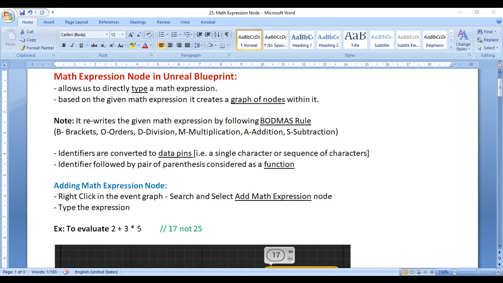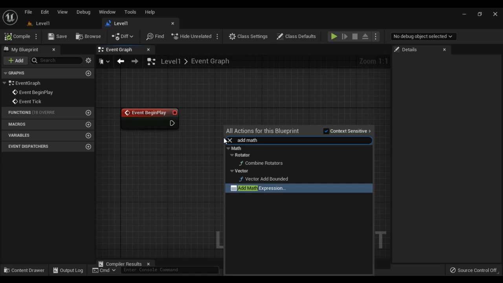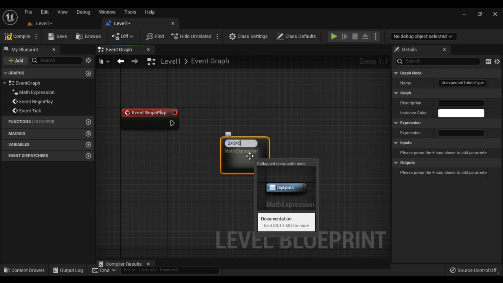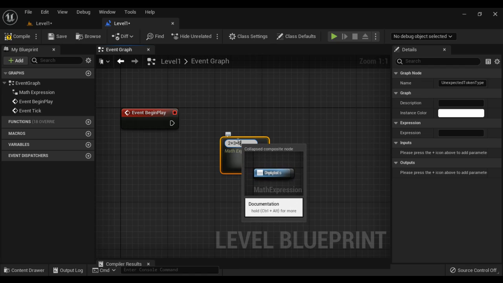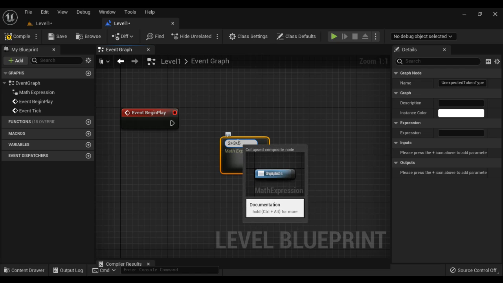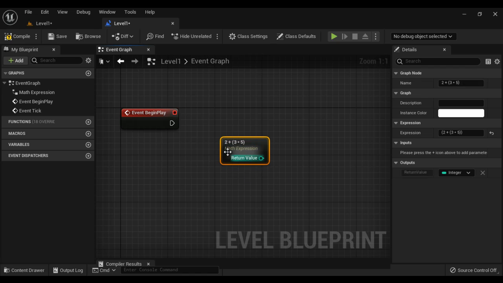2 plus 3 multiplied by 5. I right click here and search for add math expression node. I just wrote 2 plus 3 multiplied by 5. Here star indicates the multiplication operator, guys. Plus indicates the addition operator. As it knows that the multiplication operator should be evaluated first, it puts brackets before and after 3 into 5. So if I hit enter, you see that it has put brackets.